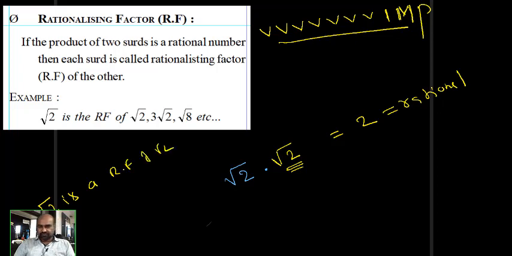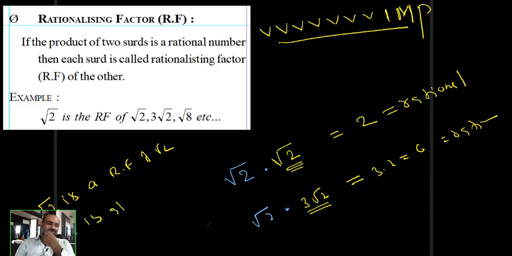of root 2. One will say, why do you want to multiply with root 2 only? One boy will say that if root 2 is multiplied with 3 root 2, sir, what happens? Root 2 times 3 root 2 is 6, a rational number only. This is also an RF for root 2. That I will write: 3 root 2 is also an RF of root 2.